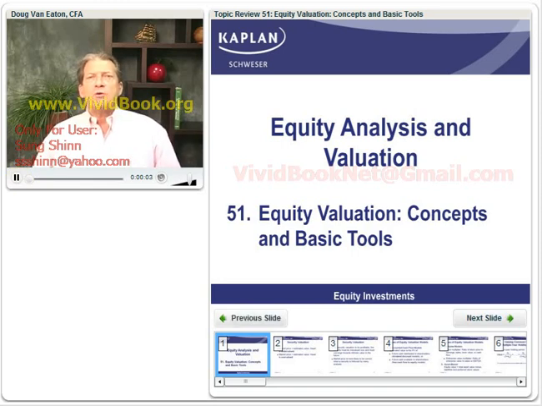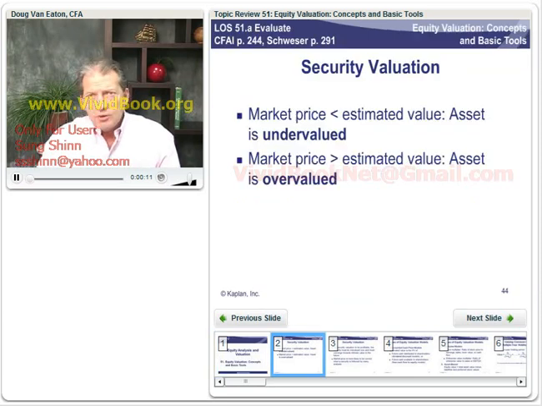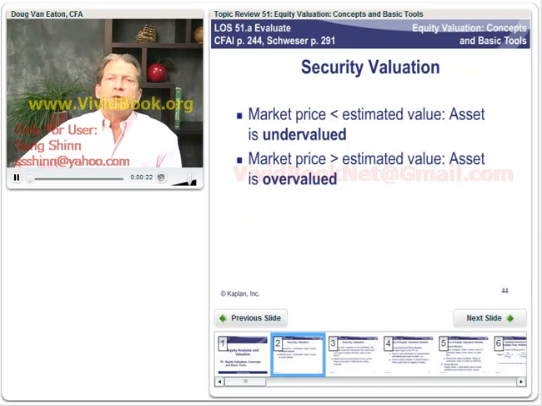We'll talk about equity valuation and look at some of the tools we use to value equities, both on an absolute basis and on a relative basis. So when we talk about security valuation, we want to estimate the value and compare it to the market price, to see if we can identify an undervalued security or an overvalued security, hopefully to earn positive risk-adjusted returns based on our better analysis or better information.